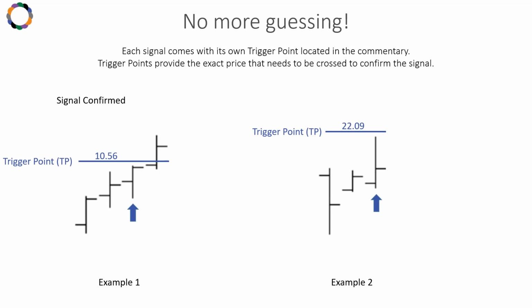In example 1, we saw how price took out the trigger point and the signal was confirmed. However, in example 2, we don't take out our trigger point of 2209, so the signal is not confirmed, and we see how price failed. The days of guessing when to enter a trade are gone. If price doesn't cross the trigger point, then we don't enter the trade. It's that simple. Now let's see our colors and our trigger points in action.